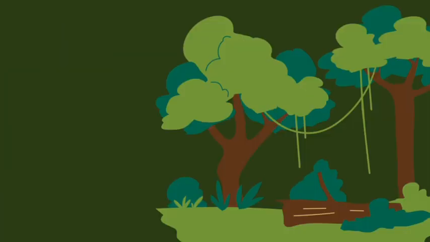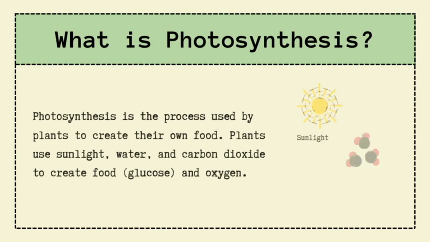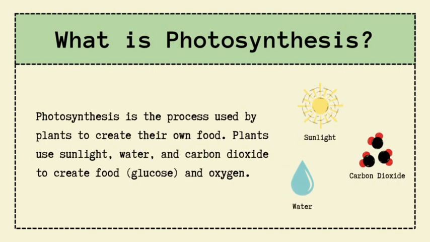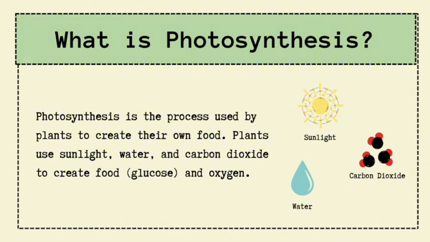What is photosynthesis? Photosynthesis is the process used by plants to create their own food. Plants use sunlight, water, and carbon dioxide to create glucose and oxygen. While we breathe in the oxygen, we breathe out carbon dioxide for the plants.